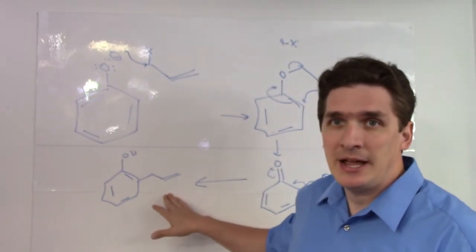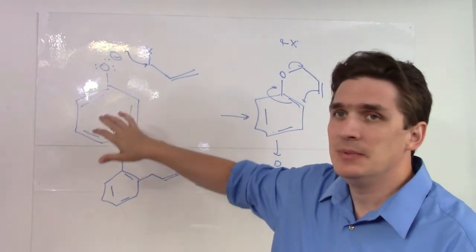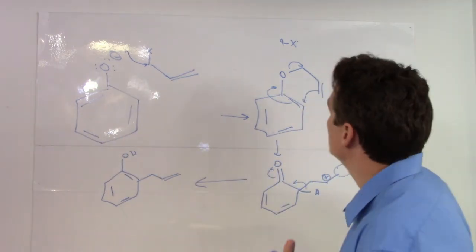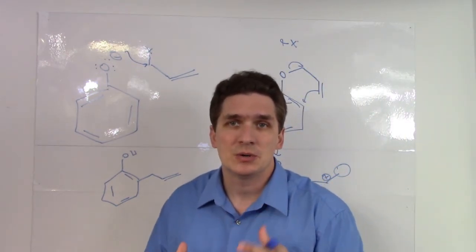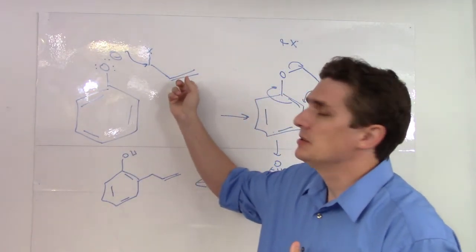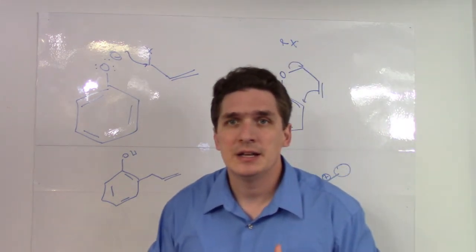If we want to create a terminal alkene and we want to add it to a benzene ring, if we start with phenol and we add a base, we're going to get this type of rearrangement and ultimately end up with this terminal alkene. Again, if we start with the propylene with the alkyl halide on the third carbon.